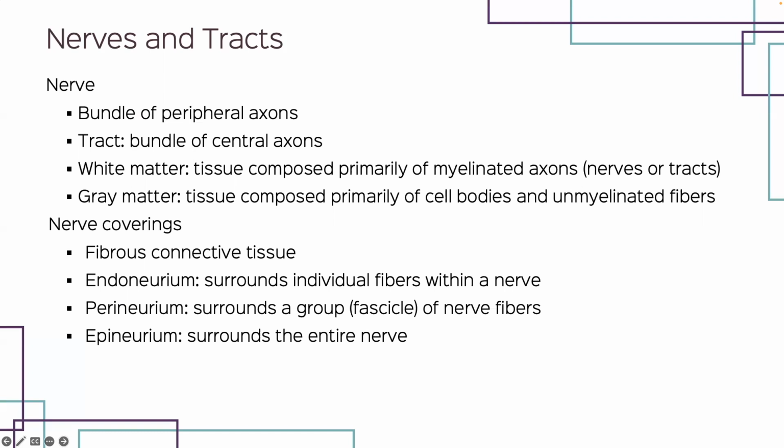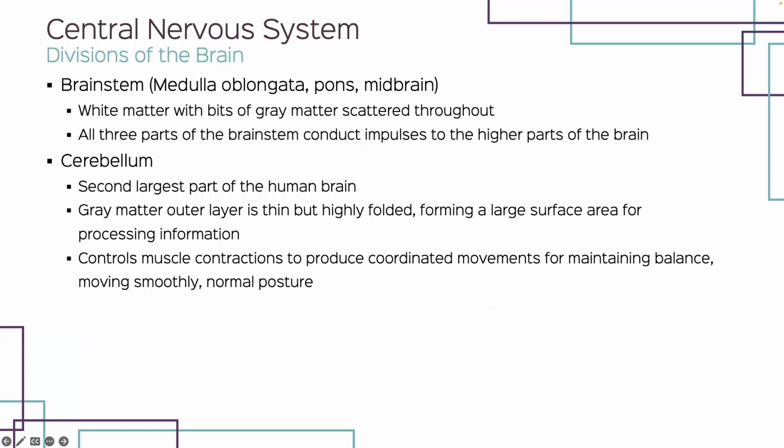Bundles of axons found within the central nervous system, called tracts, are also myelinated, and therefore they're going to form the white matter of the brain and the spinal cord. Other tissue is composed of cell bodies and unmyelinated axons and dendrites, and that is going to be called the gray matter because of its characteristic gray appearance.